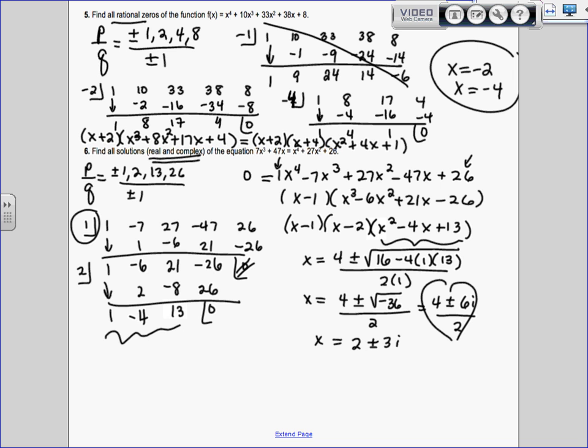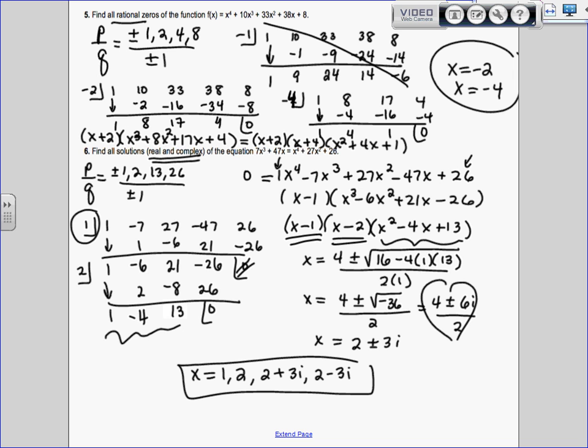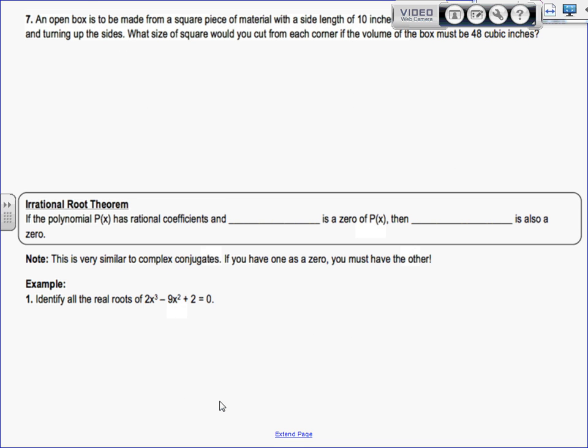So let's count our solutions. From here we had 1, so x equals 1. From here we had 2. Then we had 2 plus 3i, and we had 2 minus 3i. So we have 4 solutions, which makes sense because our original was an x to the 4. So we're good. Making sense? I think on most of your homework problems it says find all solutions. Isn't that sad? All right, next up.